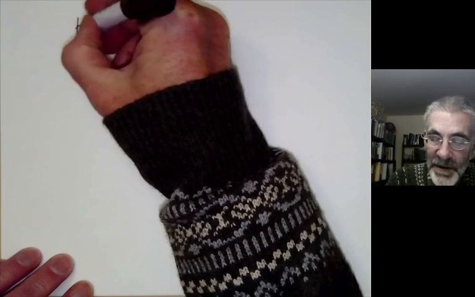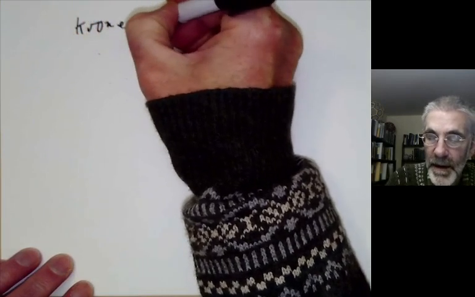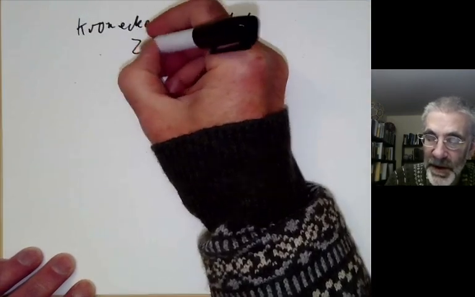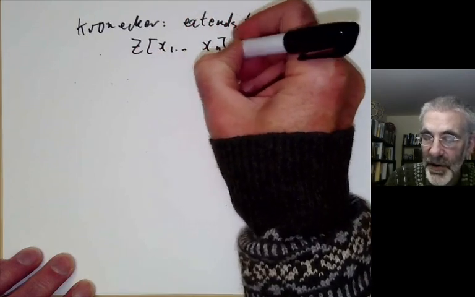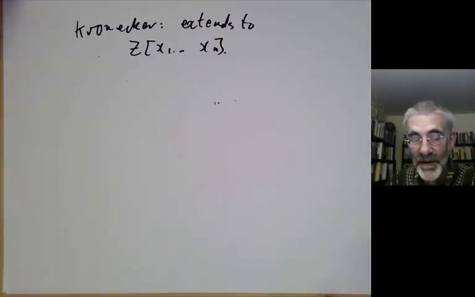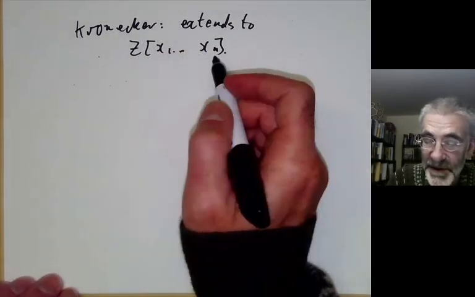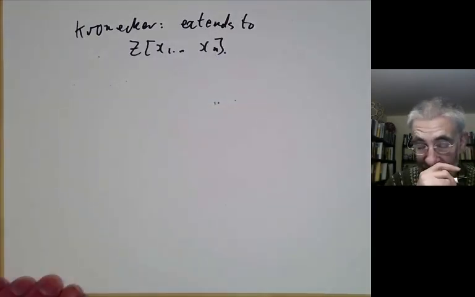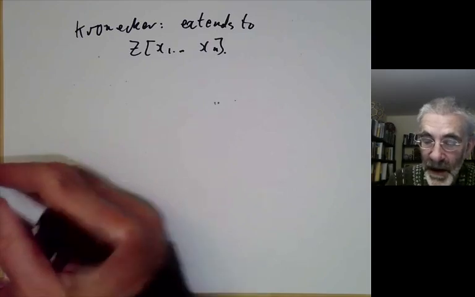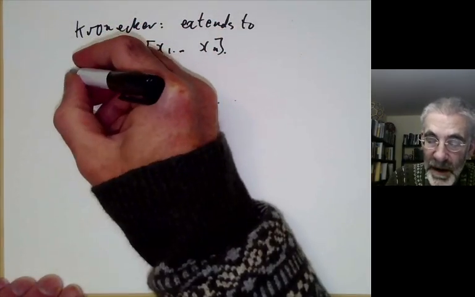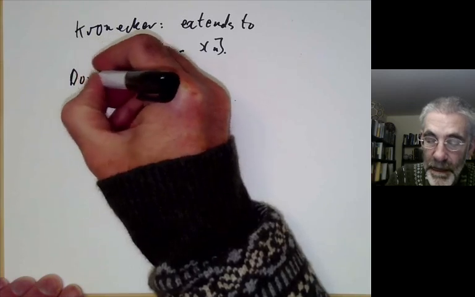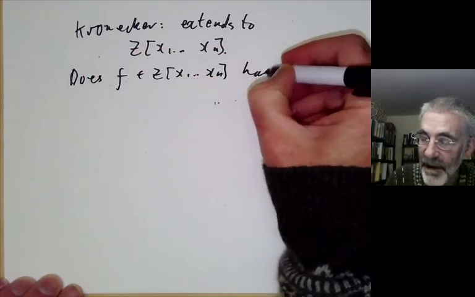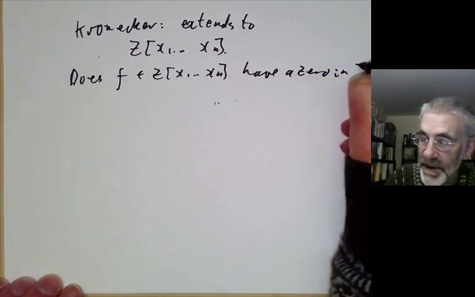We notice that Kronecker's algorithm can also be extended to polynomials in several variables. I'm not going to give details, but you can vary it slightly so that it still works with several variables. So we can factor polynomials in several variables into irreducible factors in an algorithmic way. A very similar problem asks, does a polynomial f in Z[x1, ..., xn] have a 0 in Z to the n?